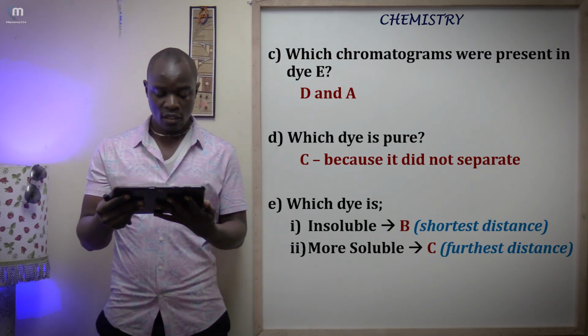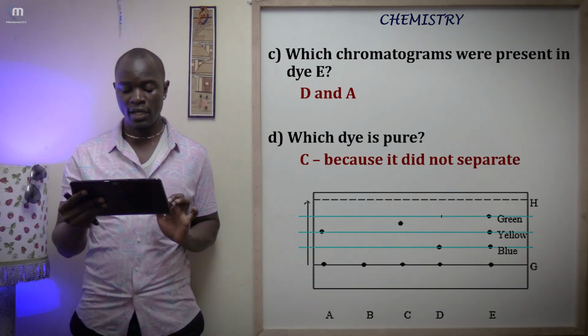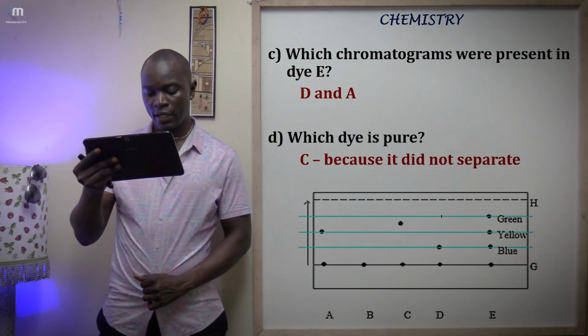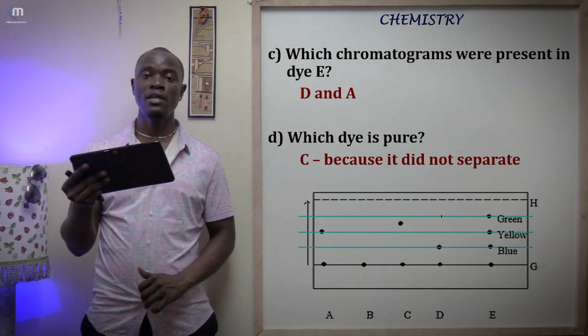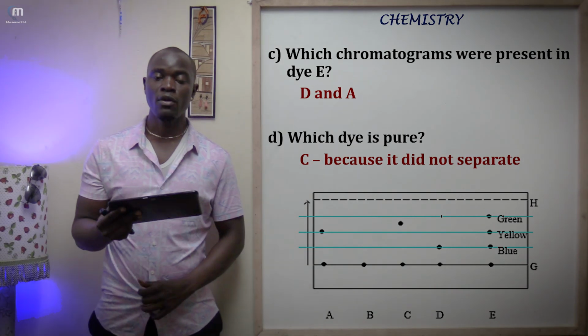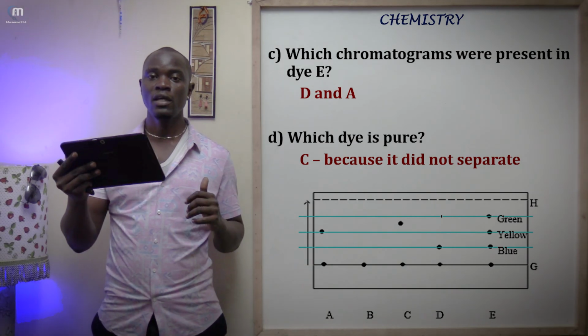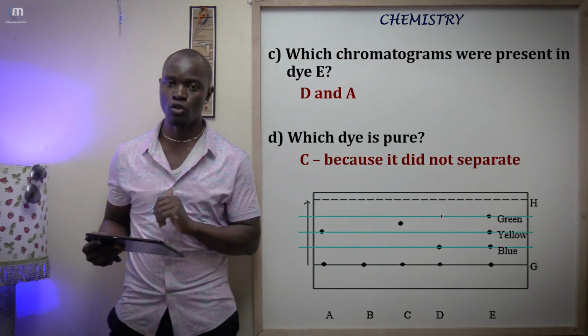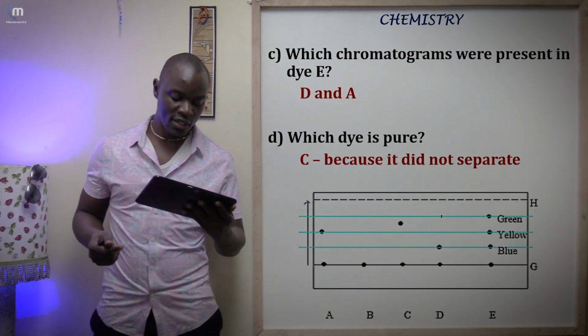So letter D is asking which dye is pure. The pure dye here is dye letter C. Why? Because as you can see, letter C does not coincide with any other pigment in the chromatogram. So the answer is letter C.